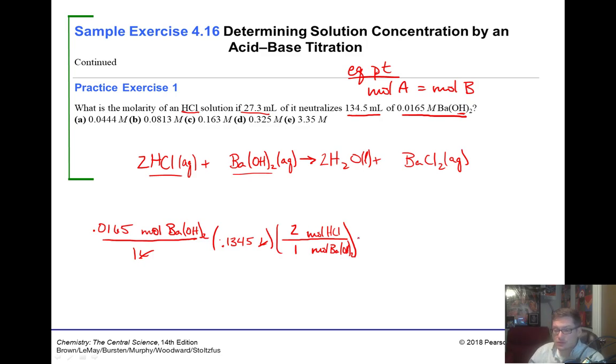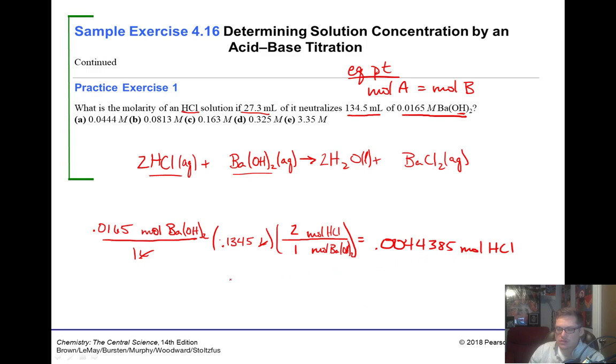Okay, so once we plug that in, we'll have moles of HCl. So we'll say 0.0165 times 0.1345 times 2, and we get 0.0044385. I did it earlier a different way, so we should still get 0.0044385 moles of HCl. So this is the moles of HCl that we had in our solution.